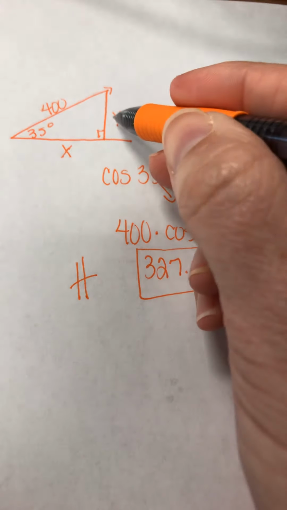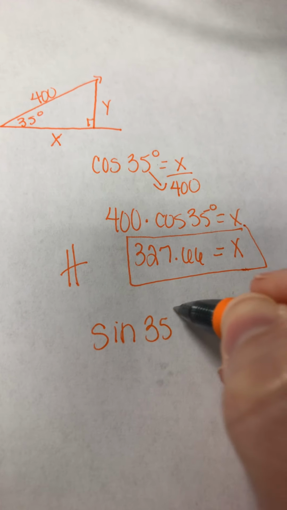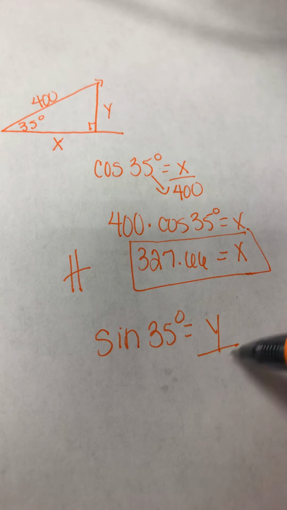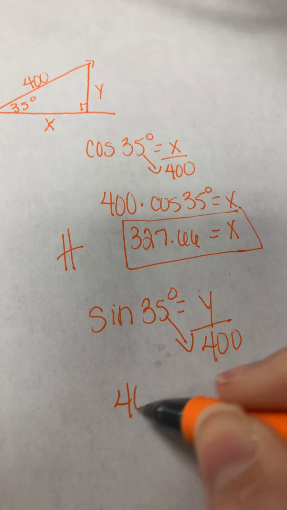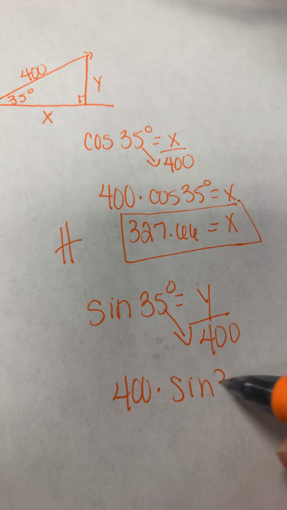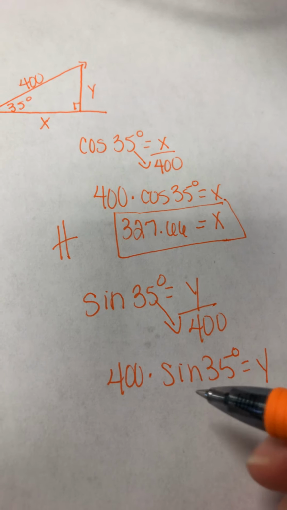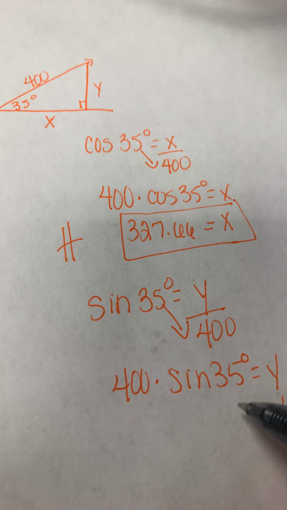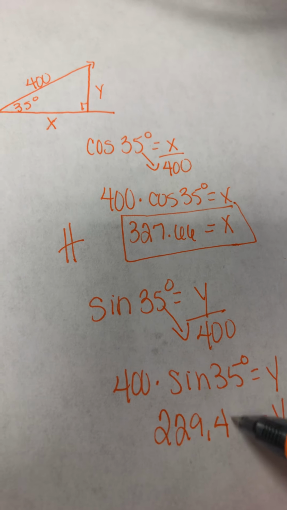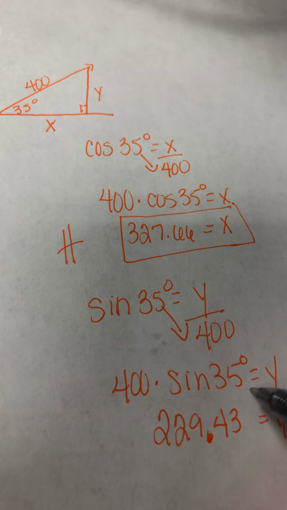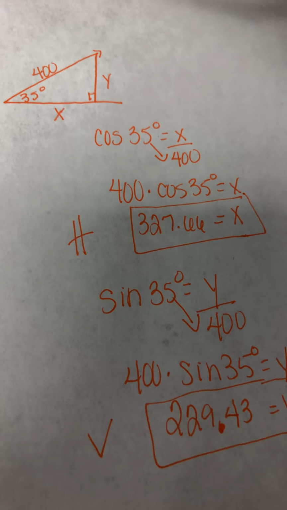Now to find your vertical component, y is opposite over hypotenuse. That's the sine. So the sine of 35 degrees is equal to opposite over hypotenuse. So we're going to multiply 400 times the sine of 35 degrees is equal to y. Again, plug and chug into your calculator. 400 times the sine of 35, that's going to give us 229.43. Now this being y, this is going to be my vertical component.